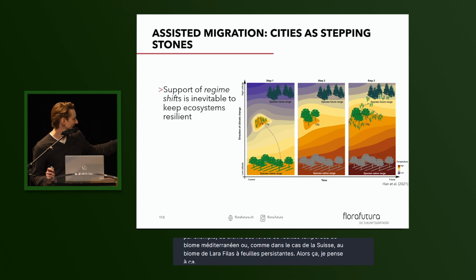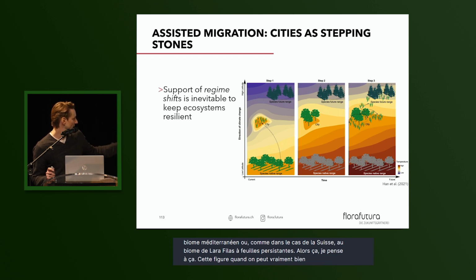On this figure, we can really nicely see what I mean by stepping stones. In step one, you see the native species range. For example, let's take the Mediterranean with the holm oak, and the city up there is, for example, Paris. What is also shown is the heat island effect: cities are always a little bit warmer, so we can start to plant certain tree species that should then migrate north into this city. And from there, they will spread out into the environment and build resilient forests of the future.